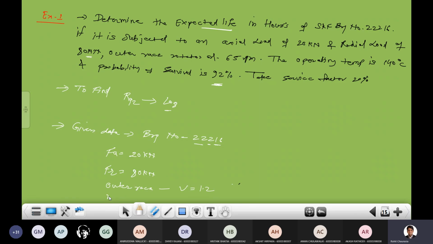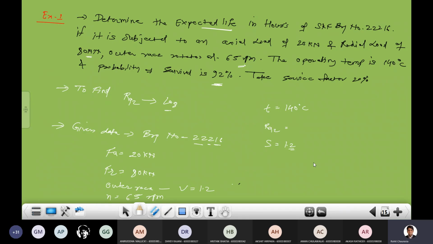Now rpm is known, that is 65 rpm. Temperature is also given, that is 140 degrees Celsius. Now probability of survival 92 is given, that I need to find out. Take the service factor. Service factor is 20%, means we need to take 1.2. So the service factor is going to be 1.2.